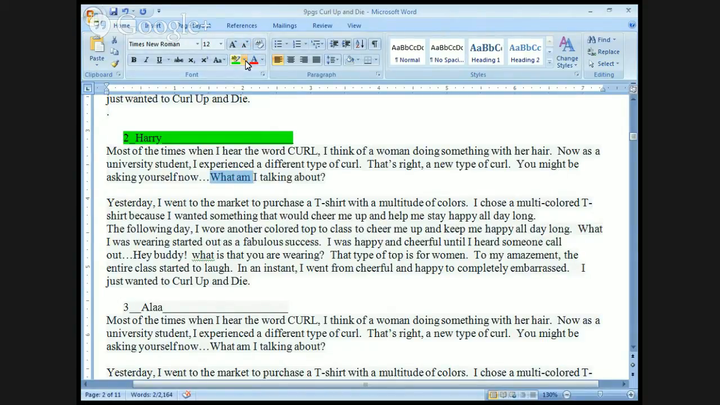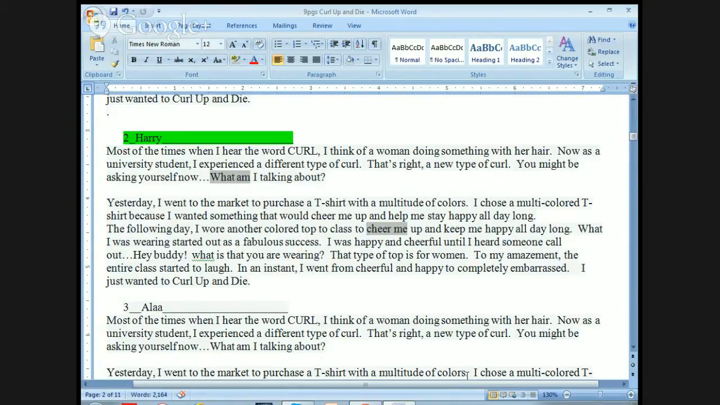You're doing fine. Yesterday, I went to the market to purchase a t-shirt with a multitude of colors. I choose a multicolored t-shirt because I wanted something that would cheer me up and help me stay happy all day long. The following day, I wore another colored top to class to cheer up and keep me happy all day long. What I was wearing started out a fabulous success.